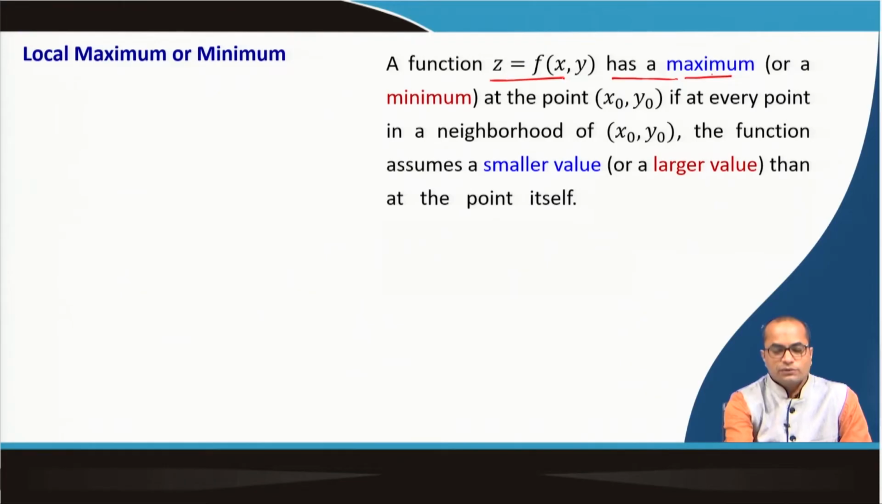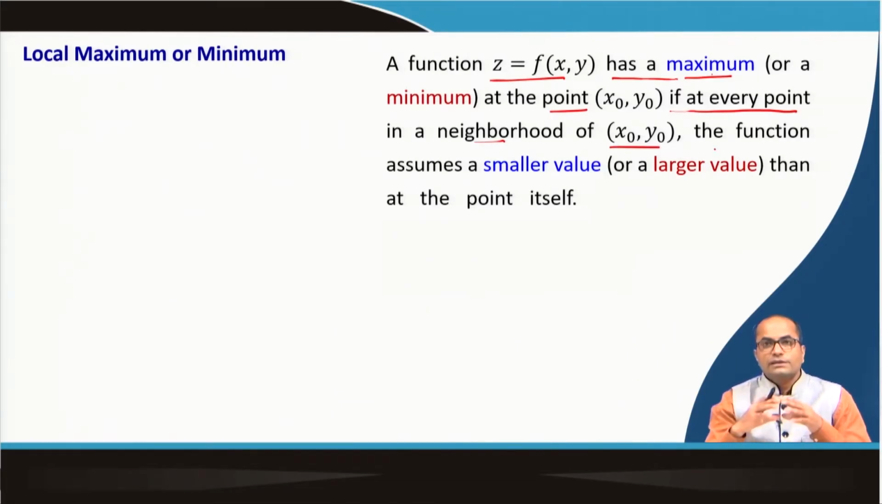A function z equals f(x, y) has a maximum at the point (x naught, y naught) if at every point in a neighborhood of this point the function assumes a smaller value than at the point itself. So, if in the neighborhood of this point the function assumes smaller values, then we call this a point of local maximum.